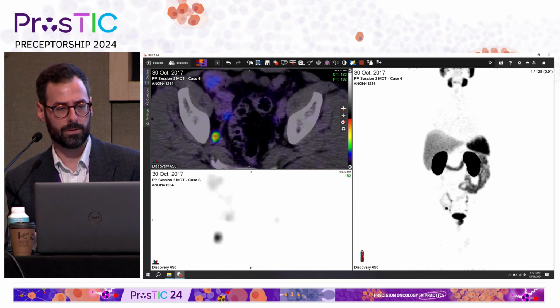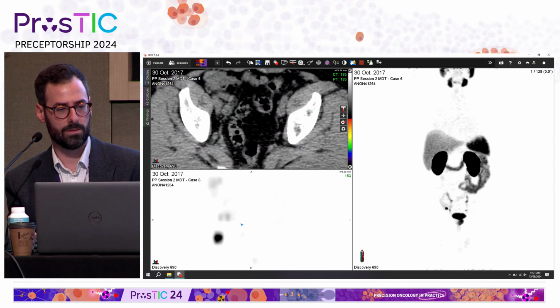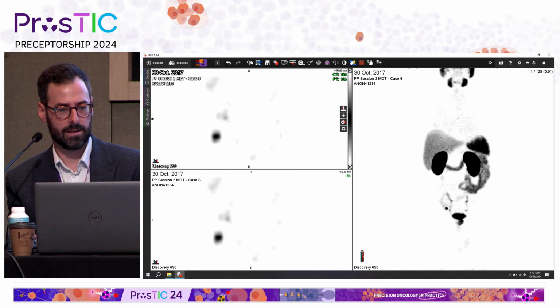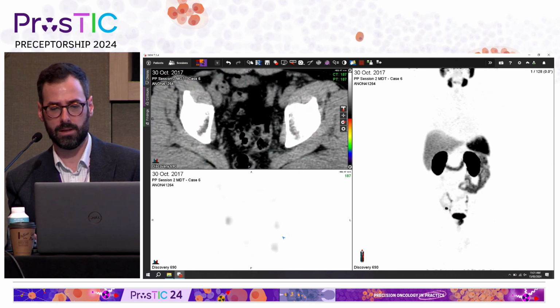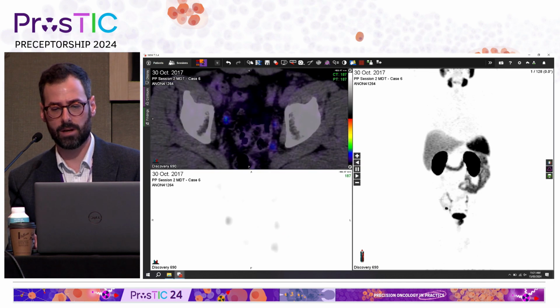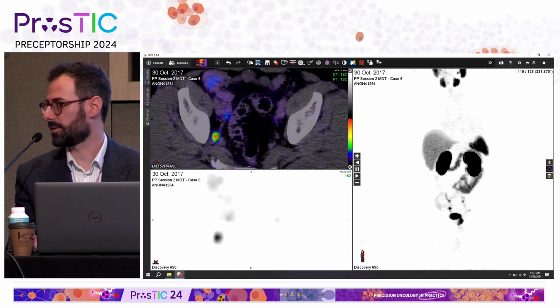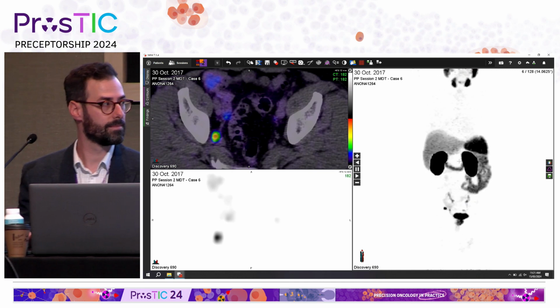And we do have a couple of nodes there. You can see a right obturator one right here, highly avid also. It is a little under a centimeter. And on the opposite side as well, another little node right there. So there aren't any distant metastases. You do have some pelvic nodes, so N1, M0. So we've got some questions for our MDT.